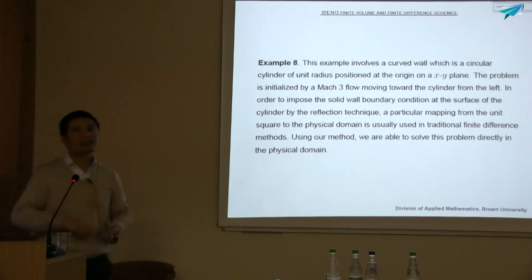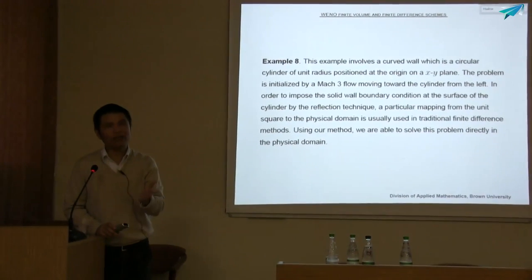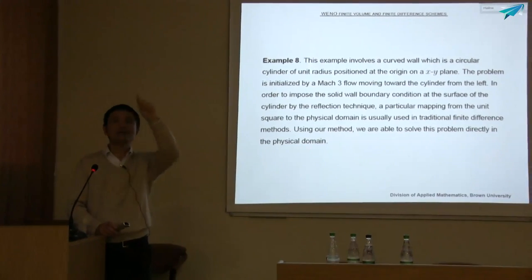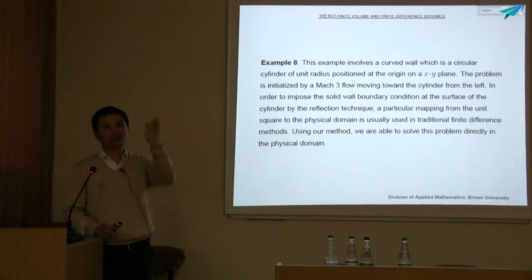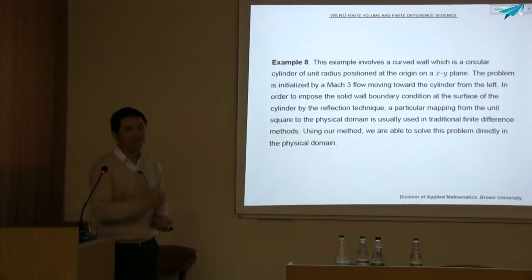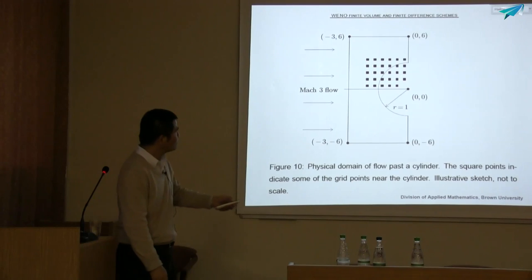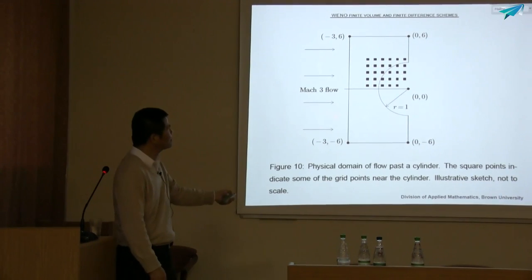Okay, so since we are allowing the boundary of the physical domain not to be aligned with the grid points, we can allow a curved boundary, again computed by a regular rectangular mesh. So here, the typical example is a circular cylinder, right? Flow past a cylinder. So this is the problem. You have a cylinder here. Flow is coming from this direction.